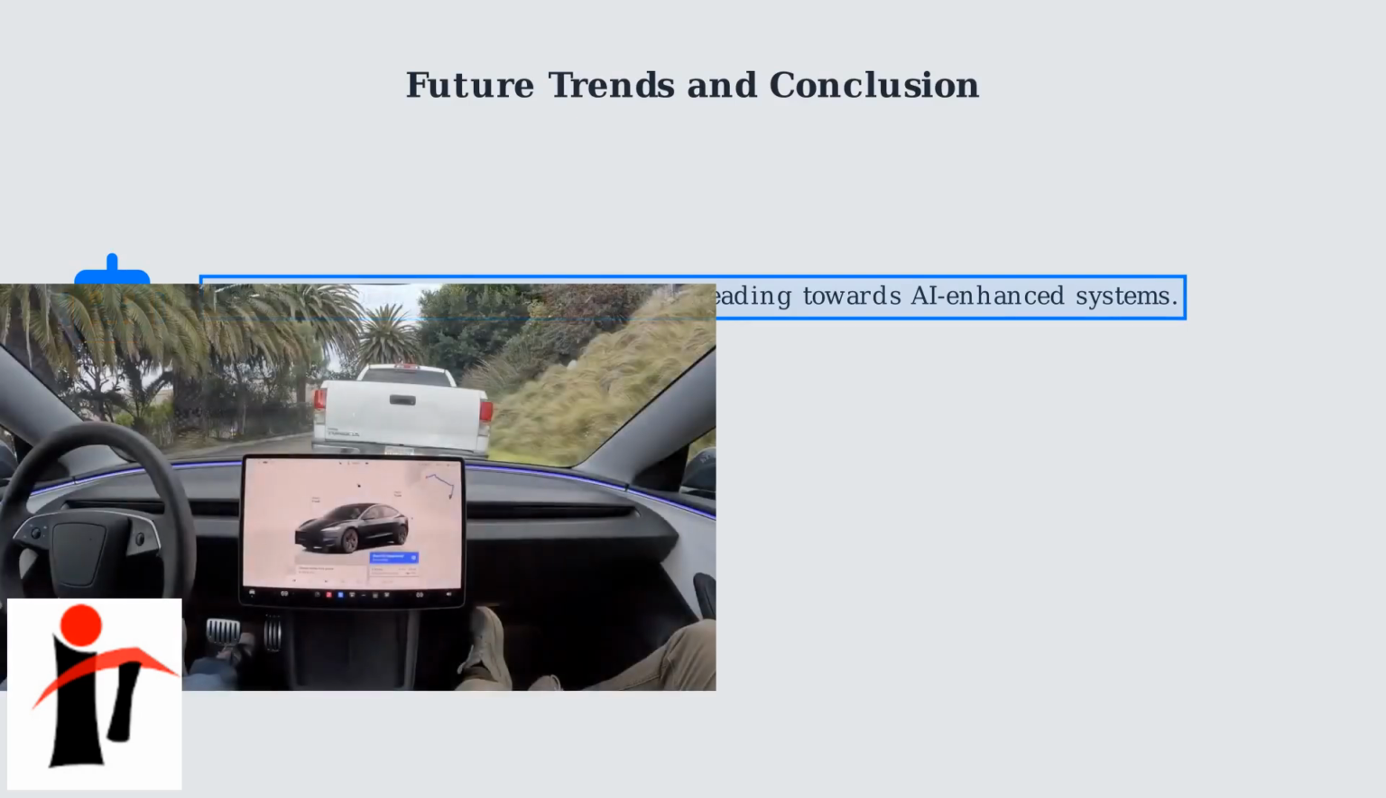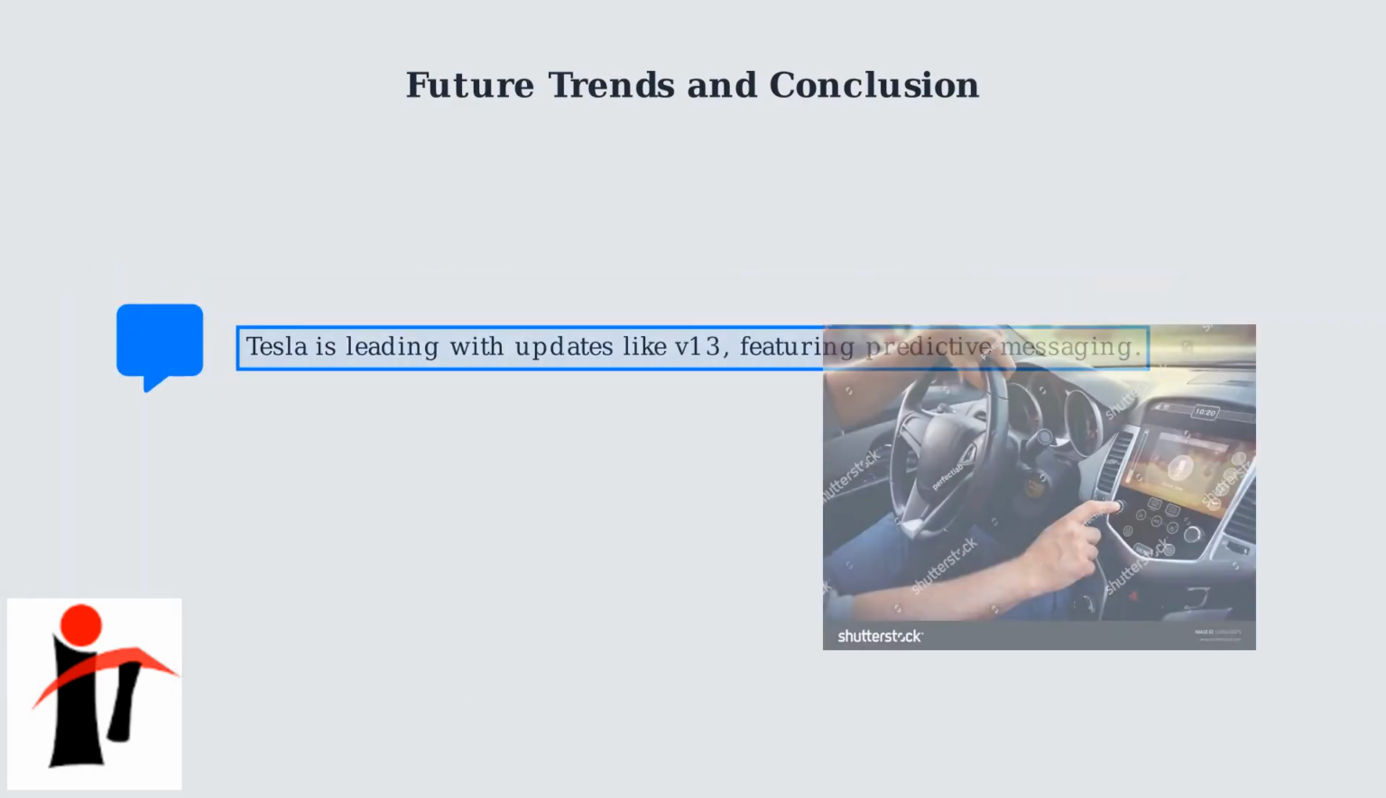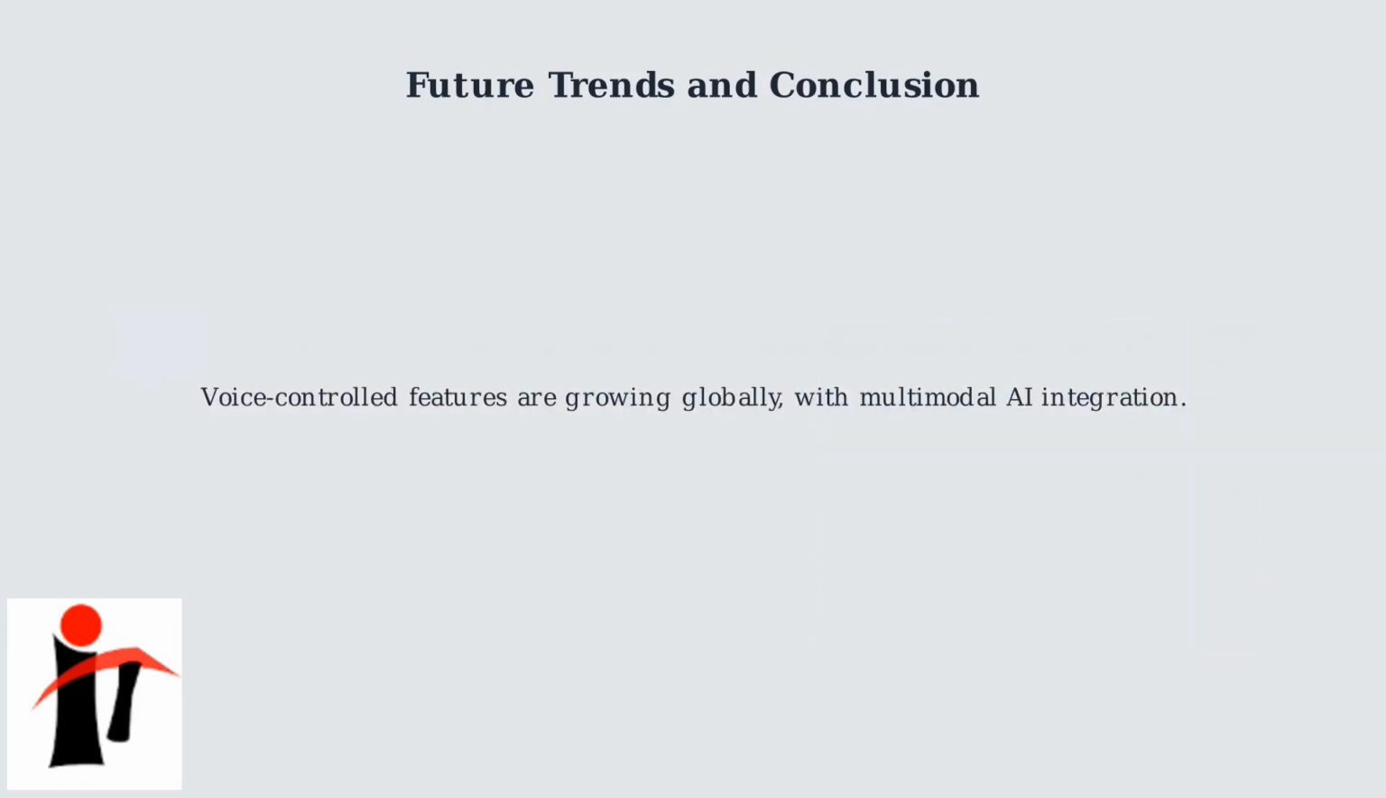The future of in-car communication is heading towards AI-enhanced systems. Tesla is leading the way with updates like the anticipated V13, which may include predictive messaging. As voice-controlled car features continue to grow, Tesla's hands-free texting system exemplifies the shift towards safer, connected mobility. Stay tuned for future updates and enhancements to this innovative feature.